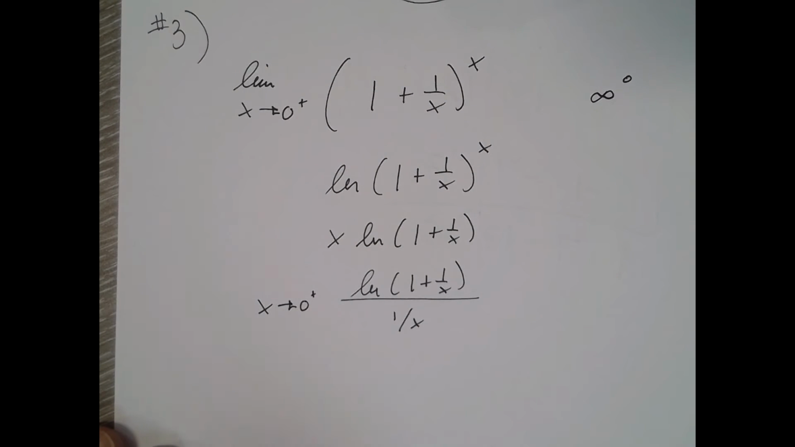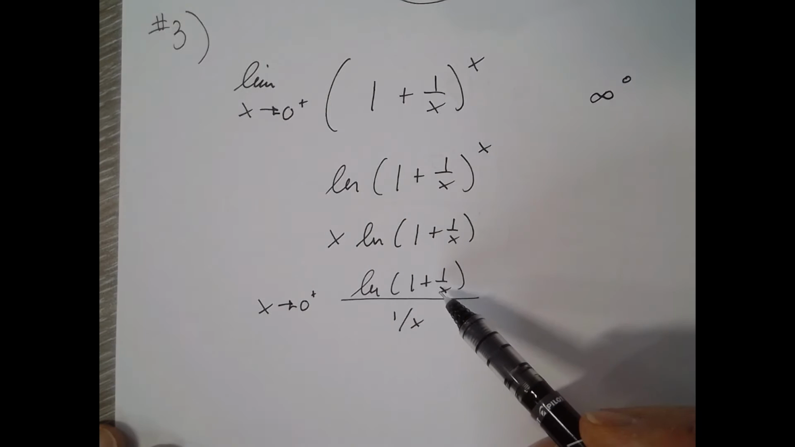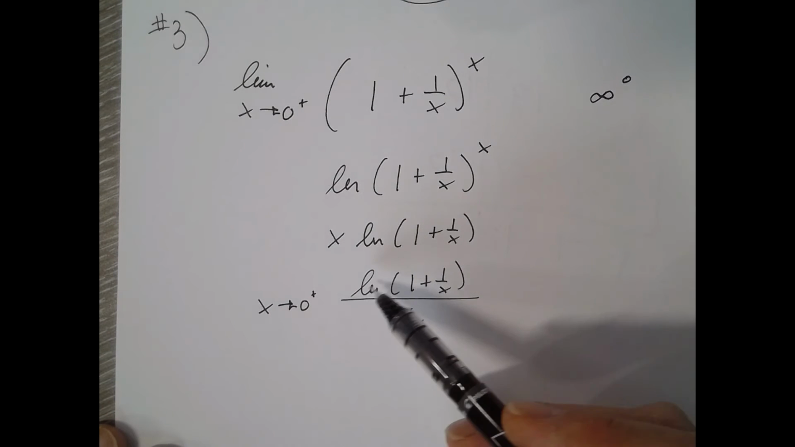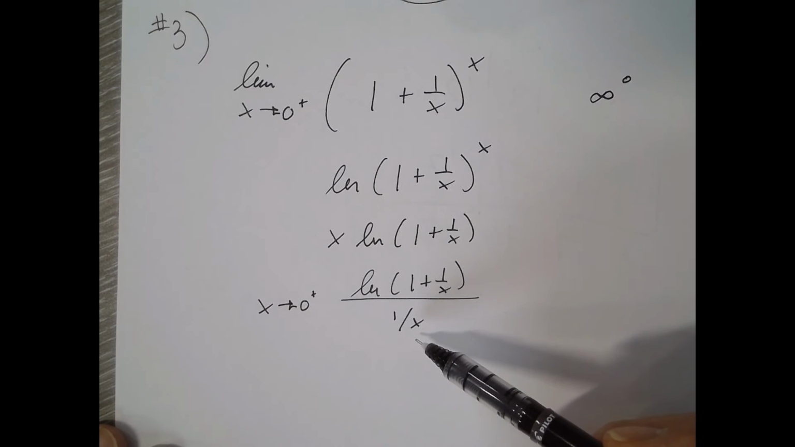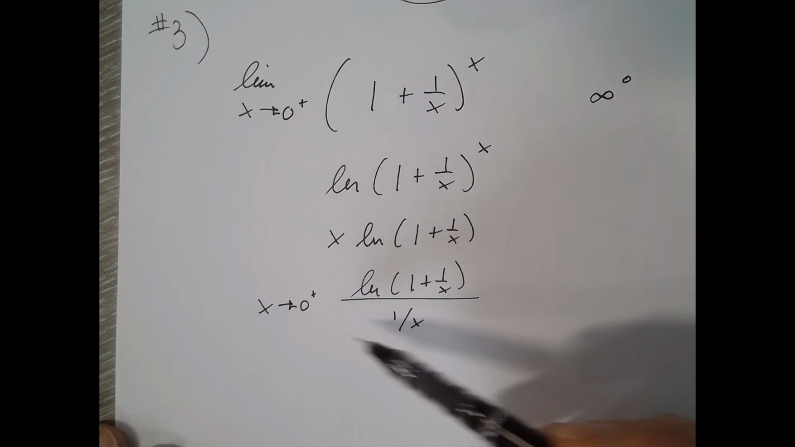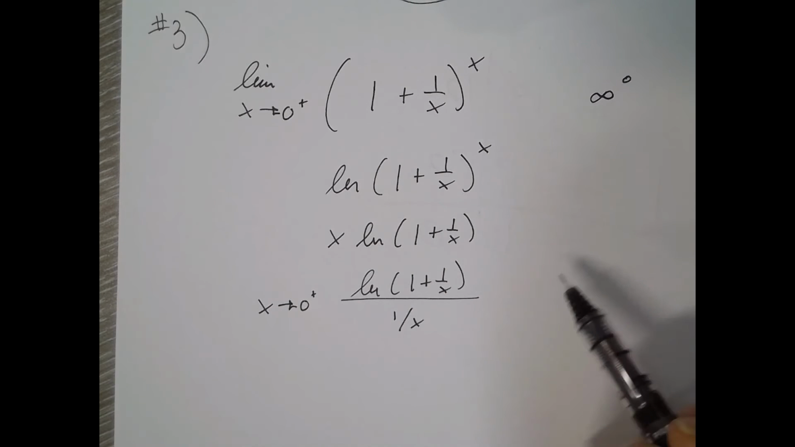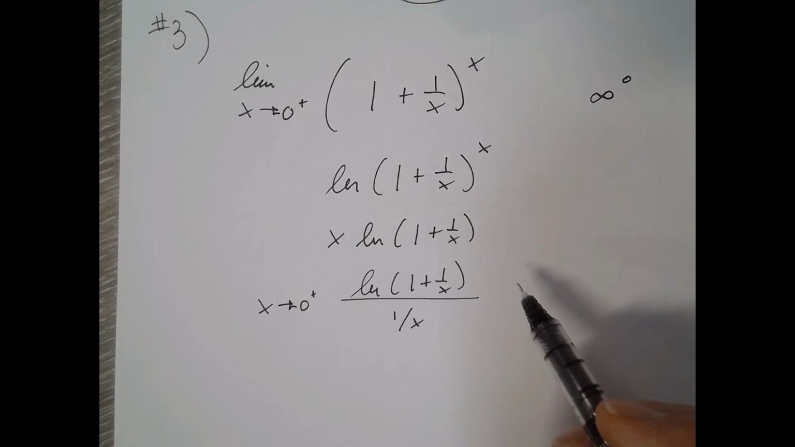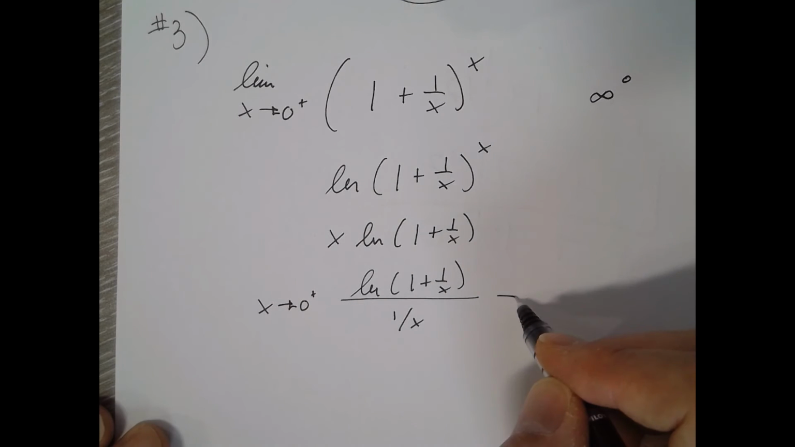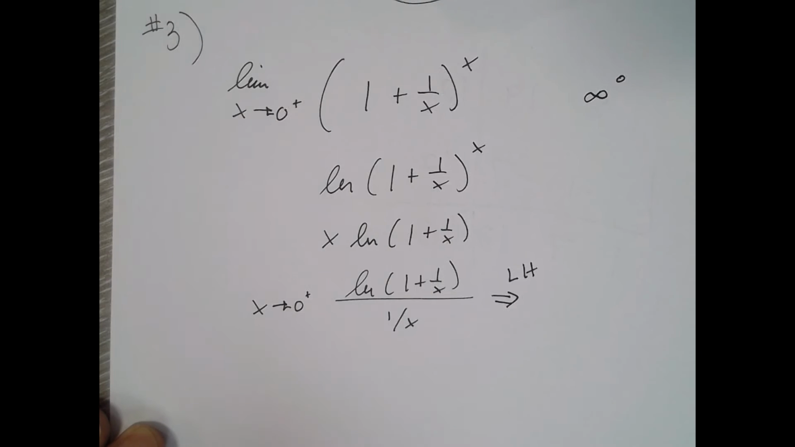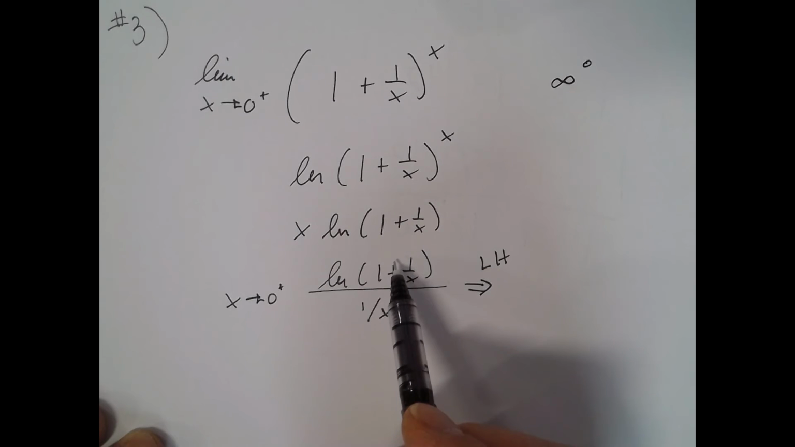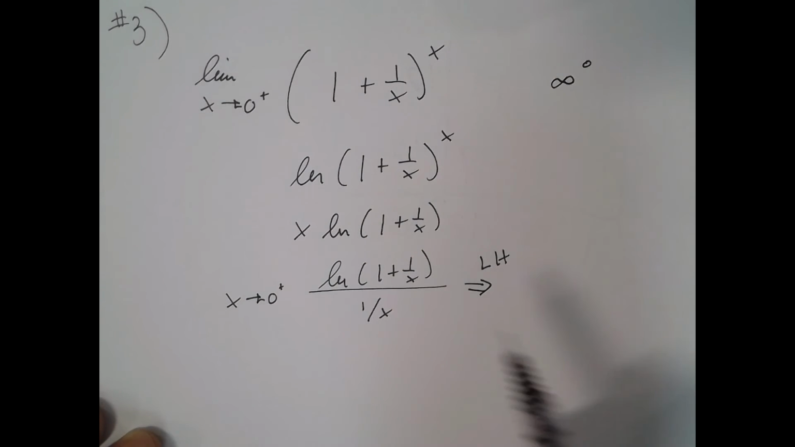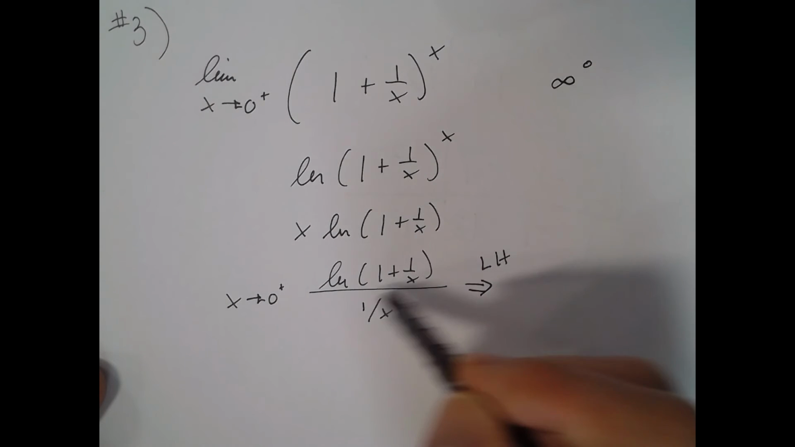Okay, if I plug in 0, I get infinity plus 1. The natural log of infinity is infinity. And 1 over 0, positive from the right, is infinity. So infinity over infinity is indeterminate, so we can go ahead and apply L'Hopital's. So L'Hopital's, if it's in the indeterminate form and it's written as a fraction, you do the derivative of the top and the derivative of the bottom.